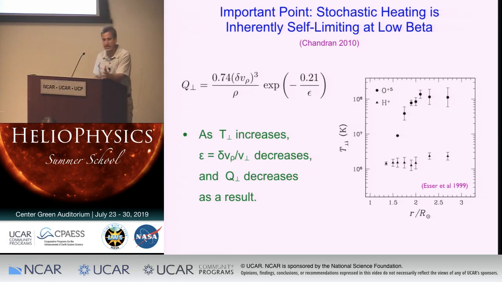So the point of this last part of the lecture is that quasi-linear theory is great for a lot of things, but not for everything. Important aspects of wave-particle interactions aren't resonant. This is an example of something that could be important in the solar wind. Before I conclude, any questions on the stochastic heating part?